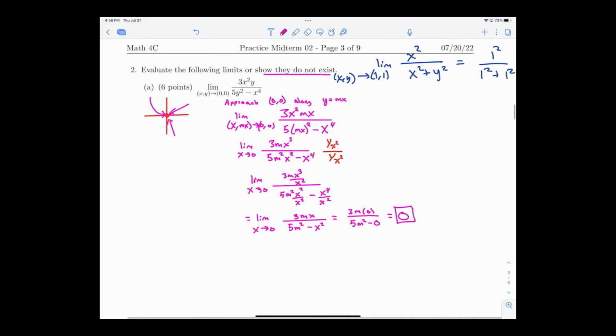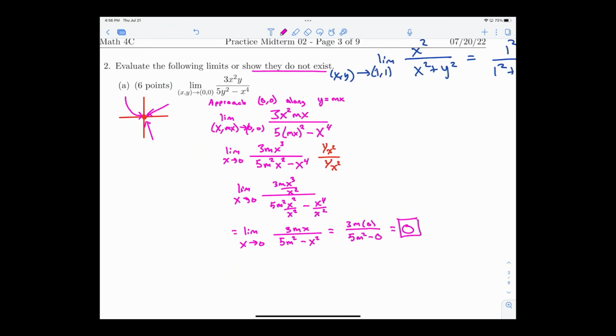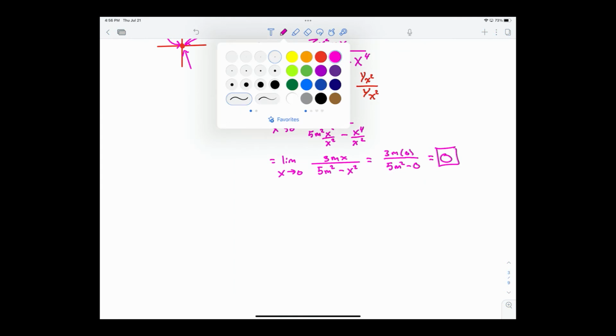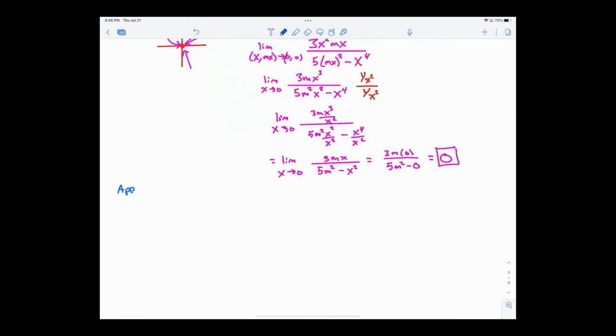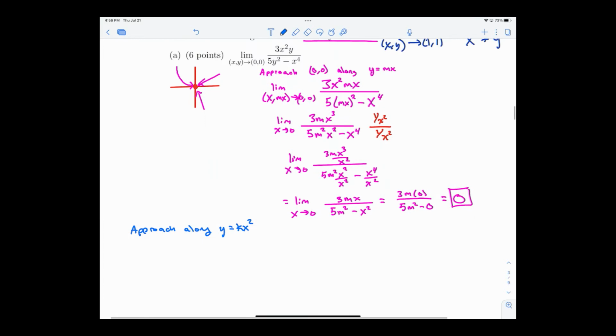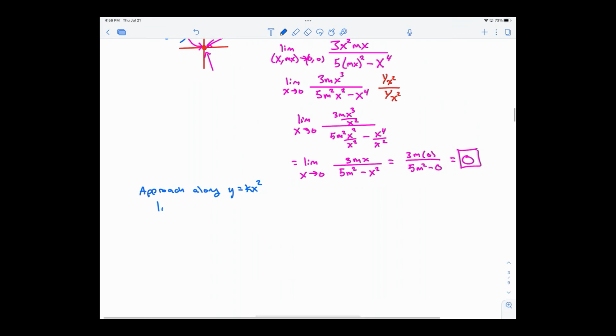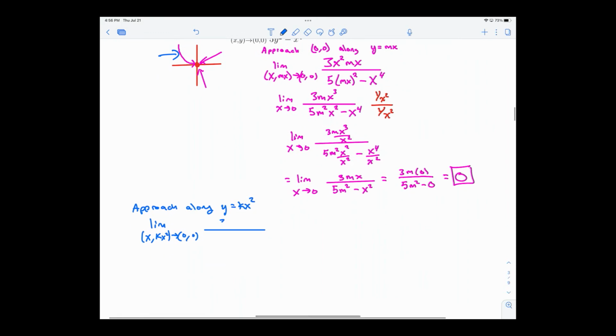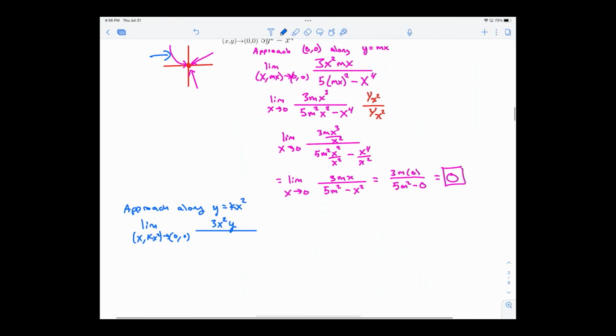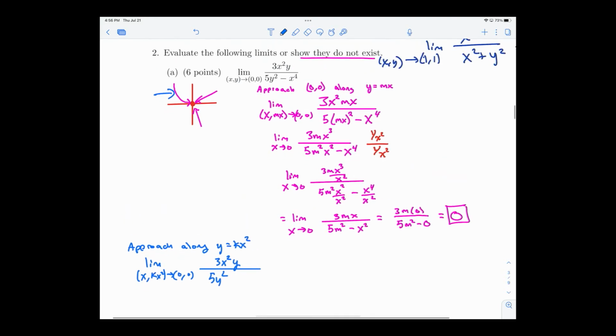What you'd have to do is maybe take a different path. So let's try to approach along a different path. Maybe we try to approach 0, 0 along y equals, let's say, kx squared, a parabolic path. k is just a constant. Then we will have the limit as (x, kx squared) approaches (0, 0) of 3x squared y over 5y squared minus x to the fourth.